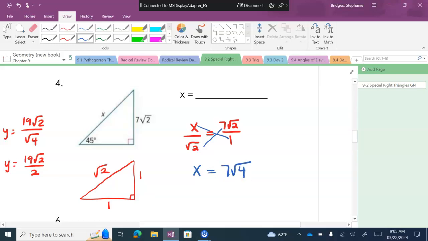And I saw some of you leaving it like that. It's not wrong. It's just not completely simplified because 4 is a what? It's a perfect square. So I need to simplify. So it's going to be 7 times what is the square root of 4? 2. And so then 7 times 2 gives me 14. And so 14 is my answer. Okay, so a lot of you had 7 square roots of 4 and you just left it there. So just make sure you simplify completely. If the number under a radical is a perfect square, it needs to be broken down.